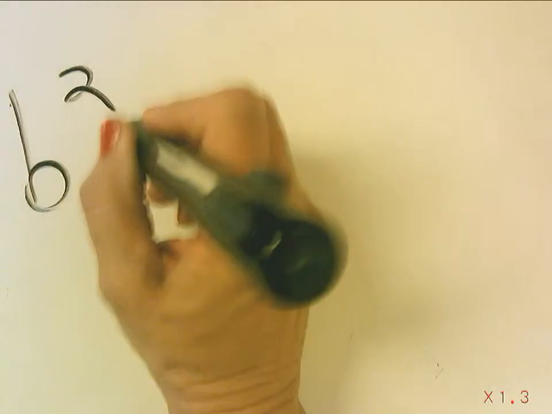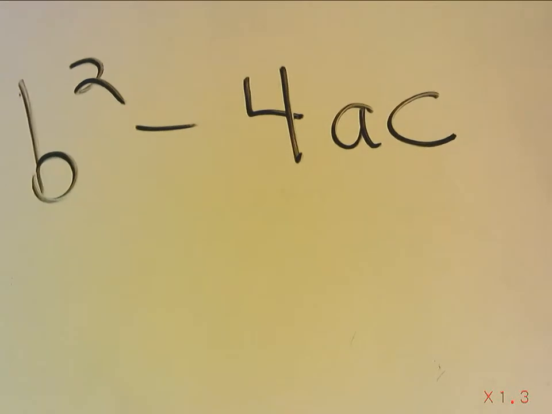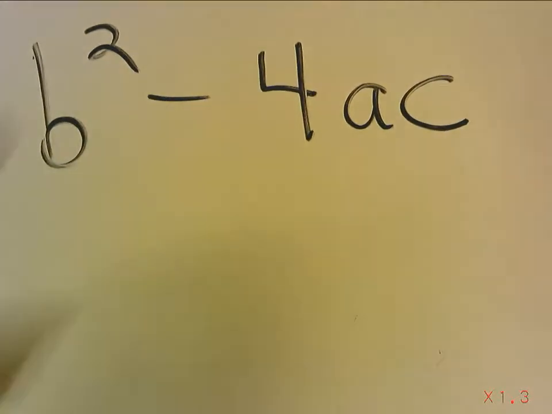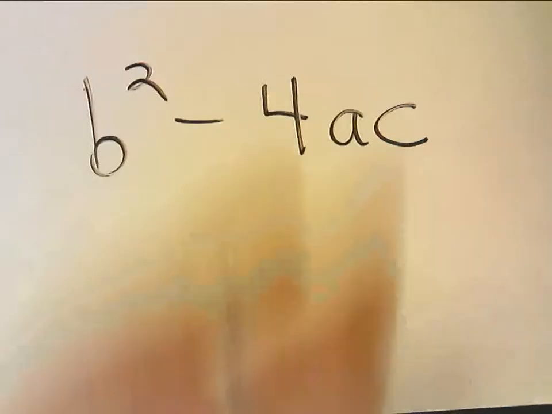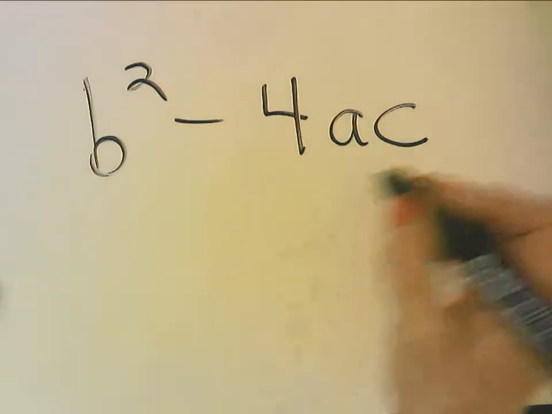Okay, guys, if you turn to page 44, we are going to go over how to interpret the discriminant. Now, the discriminant is b squared minus 4ac, and this is what is underneath the radical sign in the quadratic formula.